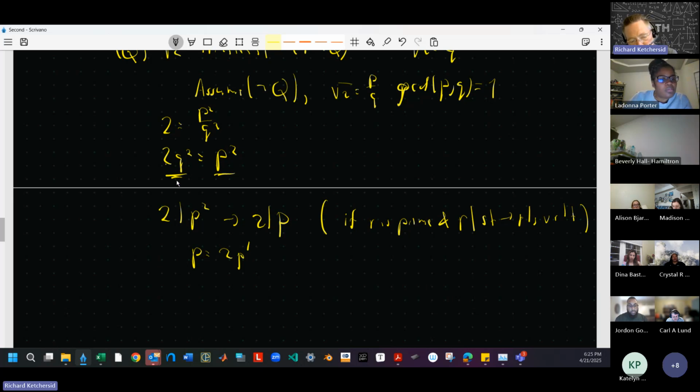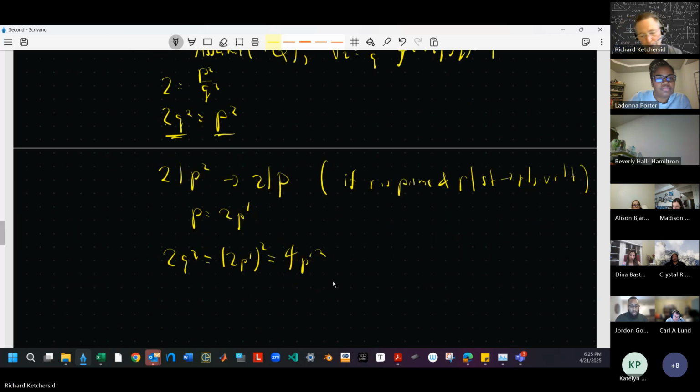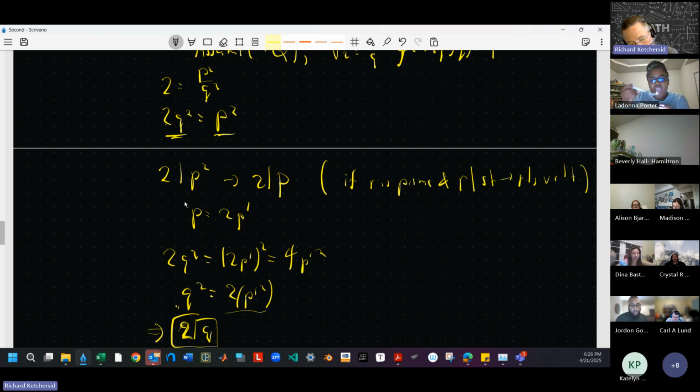and that means up here that I have 2Q squared is equal to 2P prime squared, which is 4P prime squared. But now I can cancel out the 2 and I get Q squared is equal to 2P prime squared. Okay, but now 2 divides this side, so 2 must divide that side. So 2 must divide Q as well. But look, 2 divides Q and 2 divides P is a contradiction to the fact that P and Q are assumed to be relatively prime. We canceled out all the primes. So we have a contradiction. Our contradiction here is 2 divides Q.